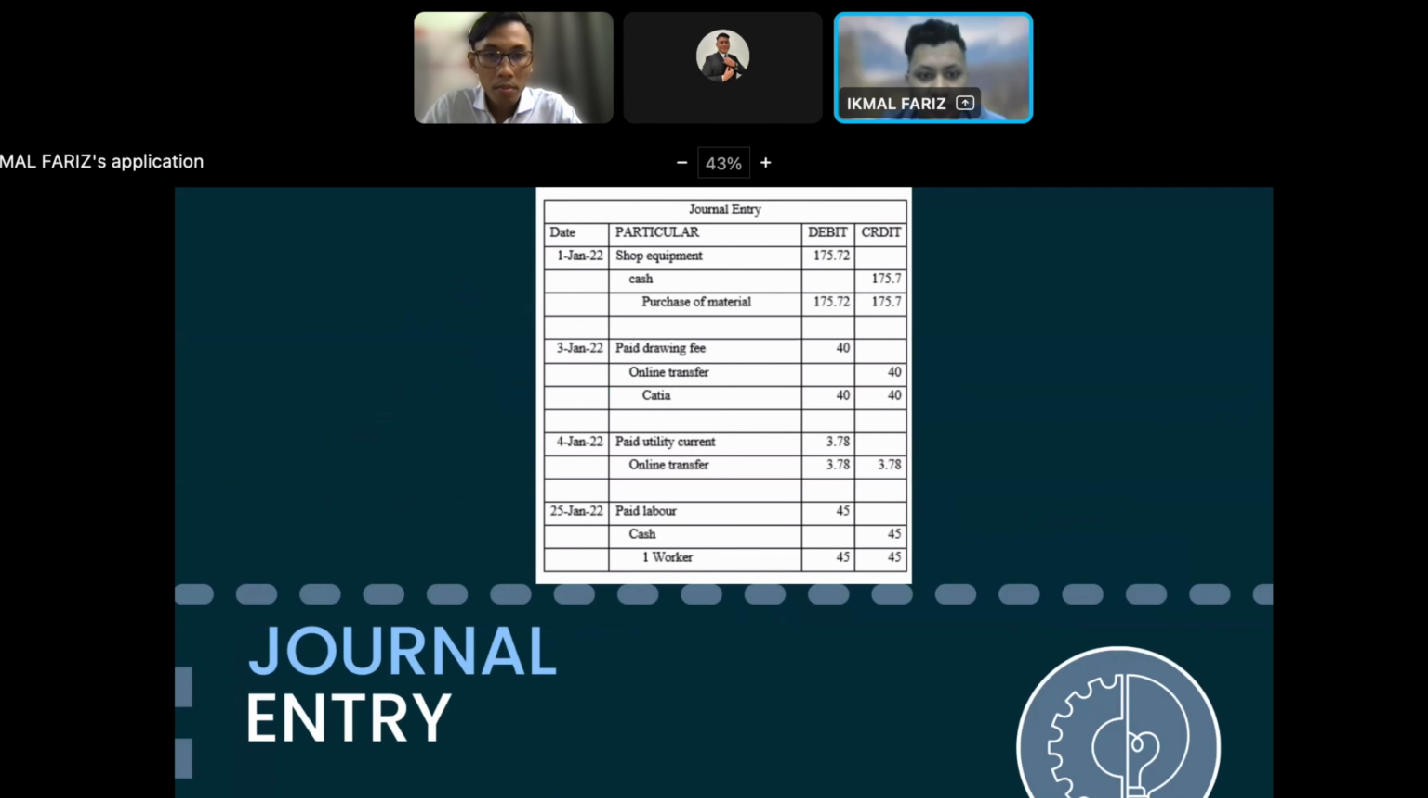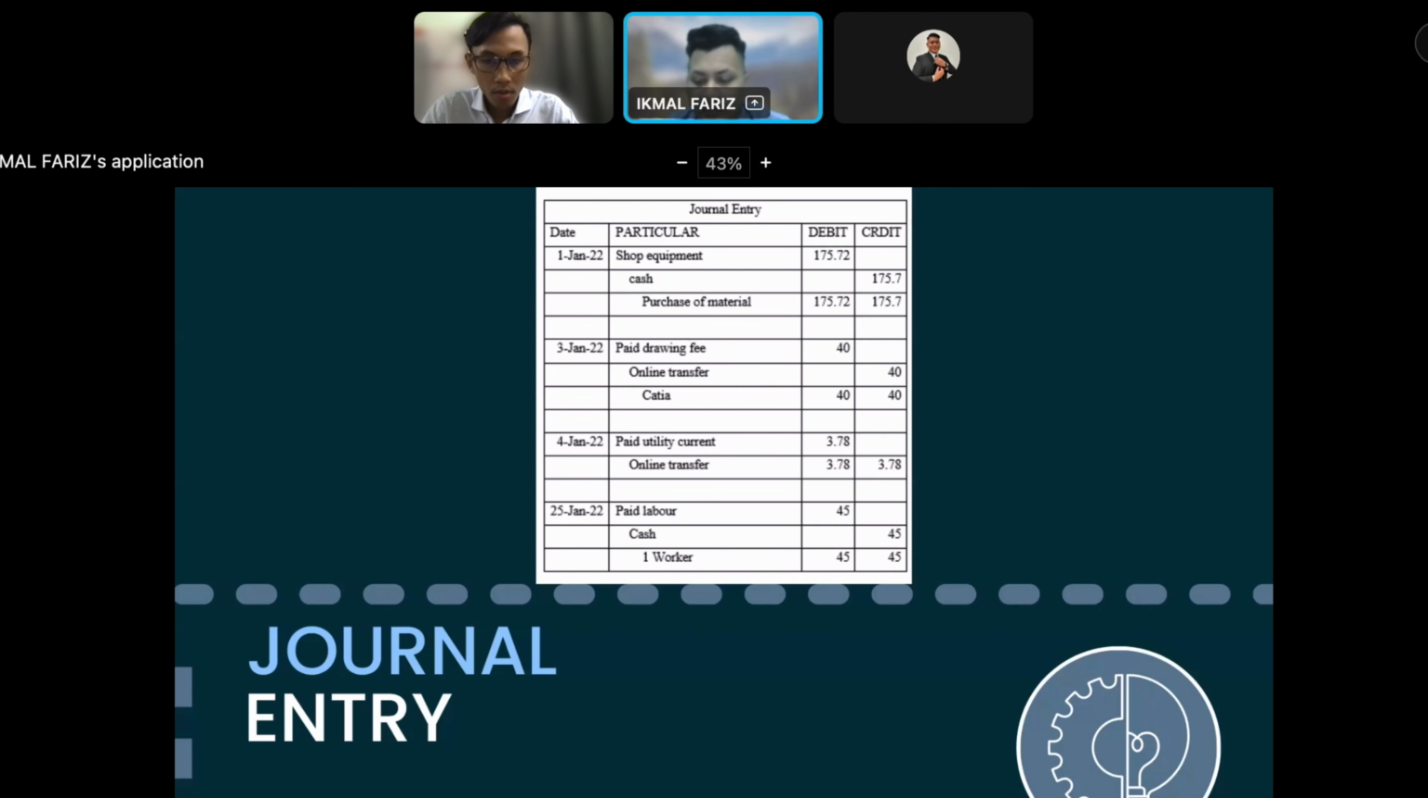On 3 January 2022, we paid a drawing fee. We use online transfer. The drawing designer used Katia. And on 4 January 2022, we pay utility current such as machinery and equipment. We pay by online transfer, 3 ringgit 78 cents, and on 25 January 2022, we pay labor with cash, 45 ringgit with 1 worker.